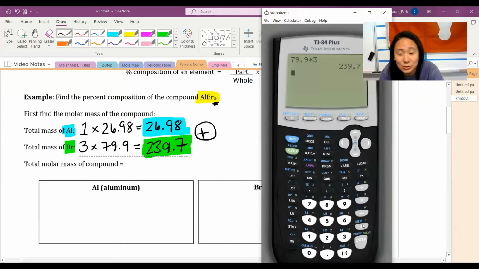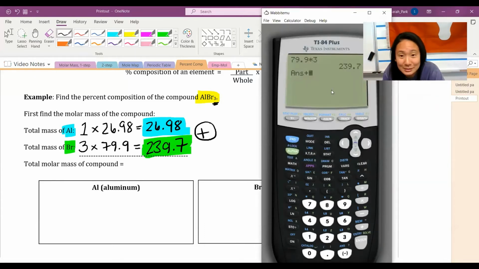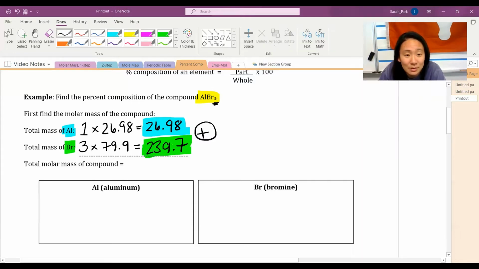So we're going to do 239.7 plus 26.98, and then we're going to find out that the total mass is 266.68. So we'll write that number here, 266.68. 266.68 is the mass of the entire compound. So I see I color coded everything. The entire compound is 266.68.